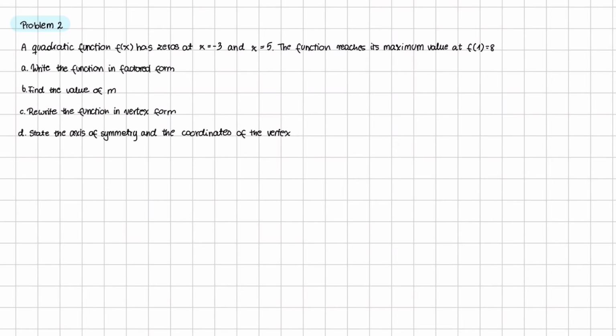Problem 2. A quadratic function f(x) has zeros at x equals minus 3 and x equals 5. The function reaches its maximum value at f(1) equals 8. And in A, we have to write the function in factored form.